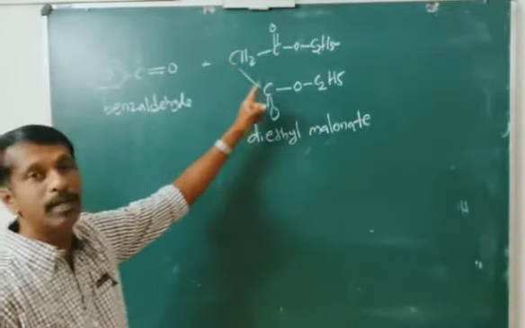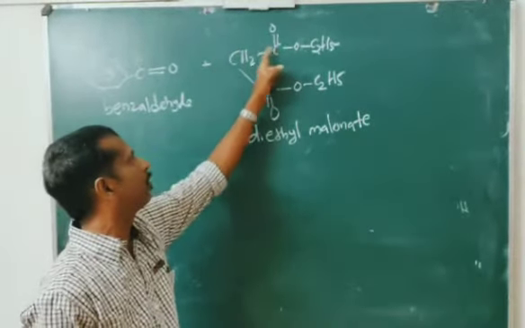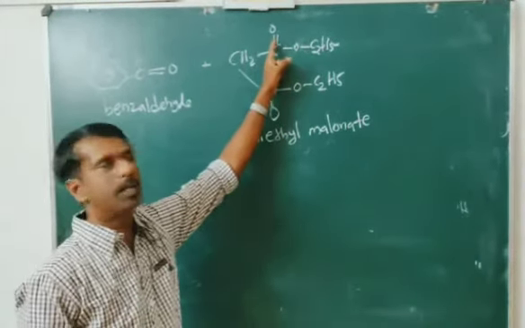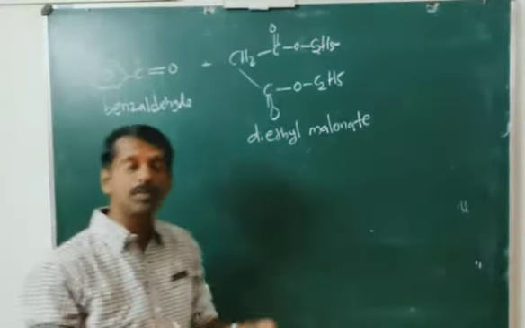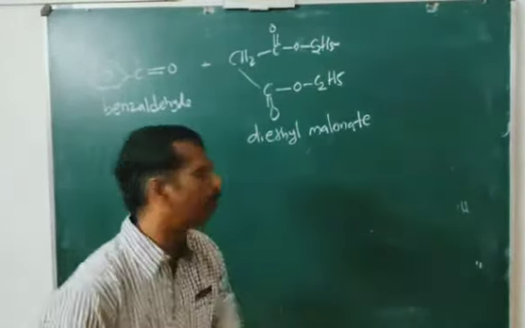Why is it an active methylene compound? This CH2 group is surrounded by 2 electron withdrawing groups. Here also a CO group, and here also a CO group. That type of compounds are known as active methylene compounds.